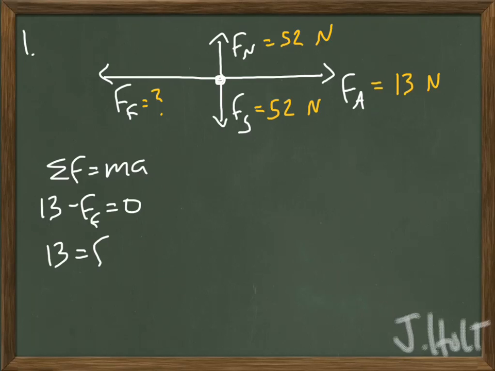Because, if you look at the problem, it says that she's pulling the sled at constant speed. Constant speed means 0 acceleration. So the entire right side of the equation is going to go to 0. What that means is that 13 equals the force of friction.